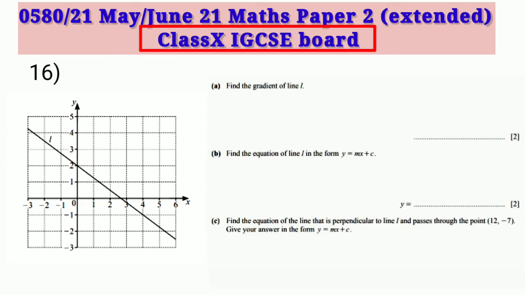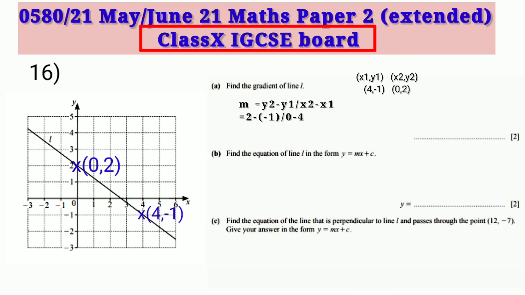16th question. Find the gradient of line L. We are given a grid and we have to find the gradient of line L given in it. We will take 2 points on this line. One is (4, minus 1) and the other one is (0, 2). Point (4, minus 1) we will consider as x1 y1, (0, 2) we will consider as x2 y2. We will find the gradient m by using the formula (y2 minus y1) by (x2 minus x1). We will substitute the values. We have (2 minus minus 1) by (0 minus 4). So that becomes 2 plus 1 by minus 4, which gives us a gradient of minus 3 by 4.